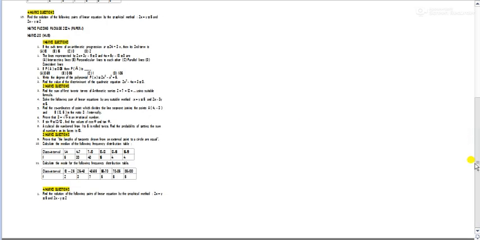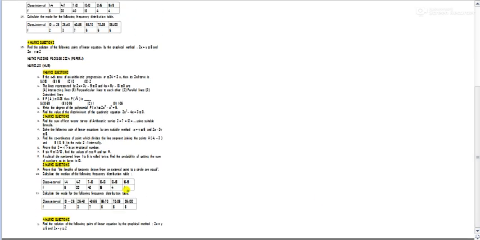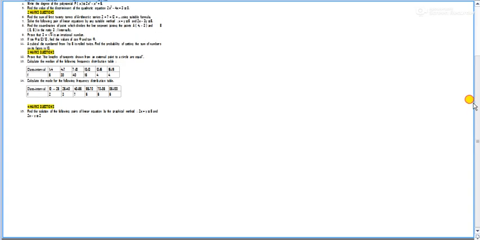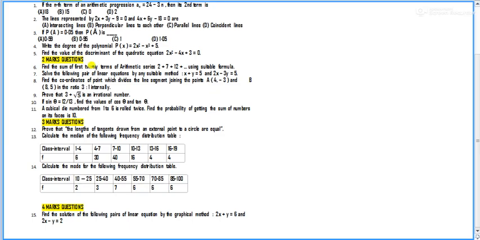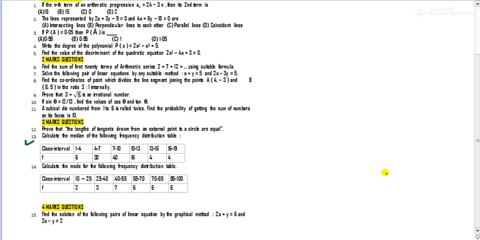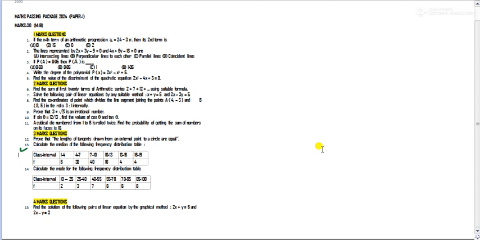So next is question number 13. The question says that calculate the median of the frequency distribution table. So this is from statistics. As I said in the beginning, mean, median and mode. You're definitely going to get two questions for 3 marks each. So here the table you have to write first.